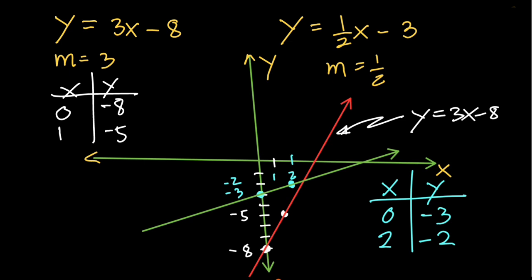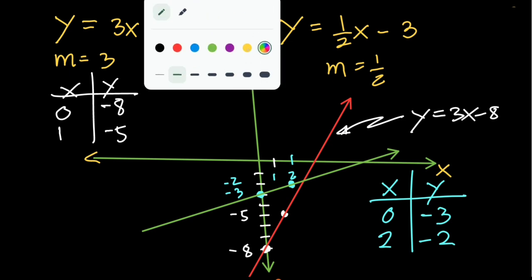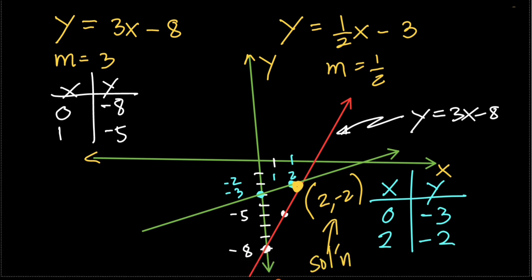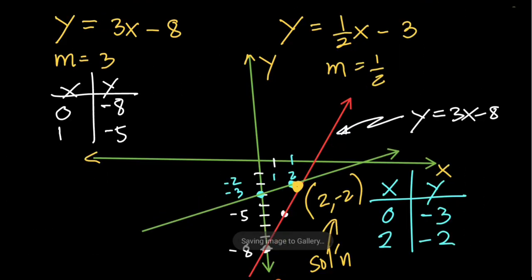The solution here is where they intersect. So where do they intersect? They should intersect here, 2, negative 2. So the point of intersection should be 2, negative 2. This is the solution. I think you'd better graph this on graphing paper so it will be accurate. Because it's not accurate here. Because I just drew it. I just estimated.